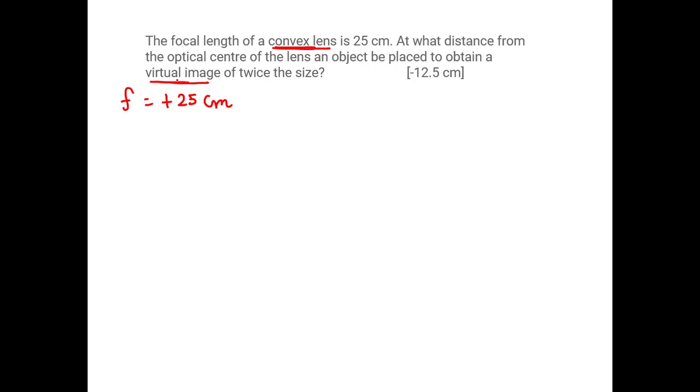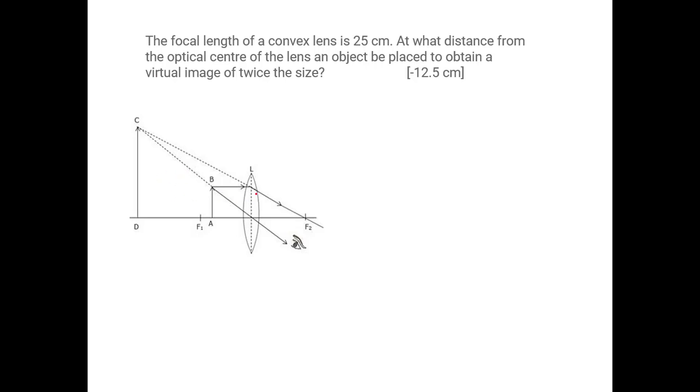So when do we get a virtual image in a convex lens? I'm sure you know that this is the case we will have, that this is a virtual image. This should have been shown dotted. So this is the virtual image and it is twice the size. So this is the case we are looking at. So f is equal to plus 25 centimeter given to us. We have to find out u. We have been given it's a virtual image and twice the size. So we know that m is equal to plus 2 because the image is above the principal axis.